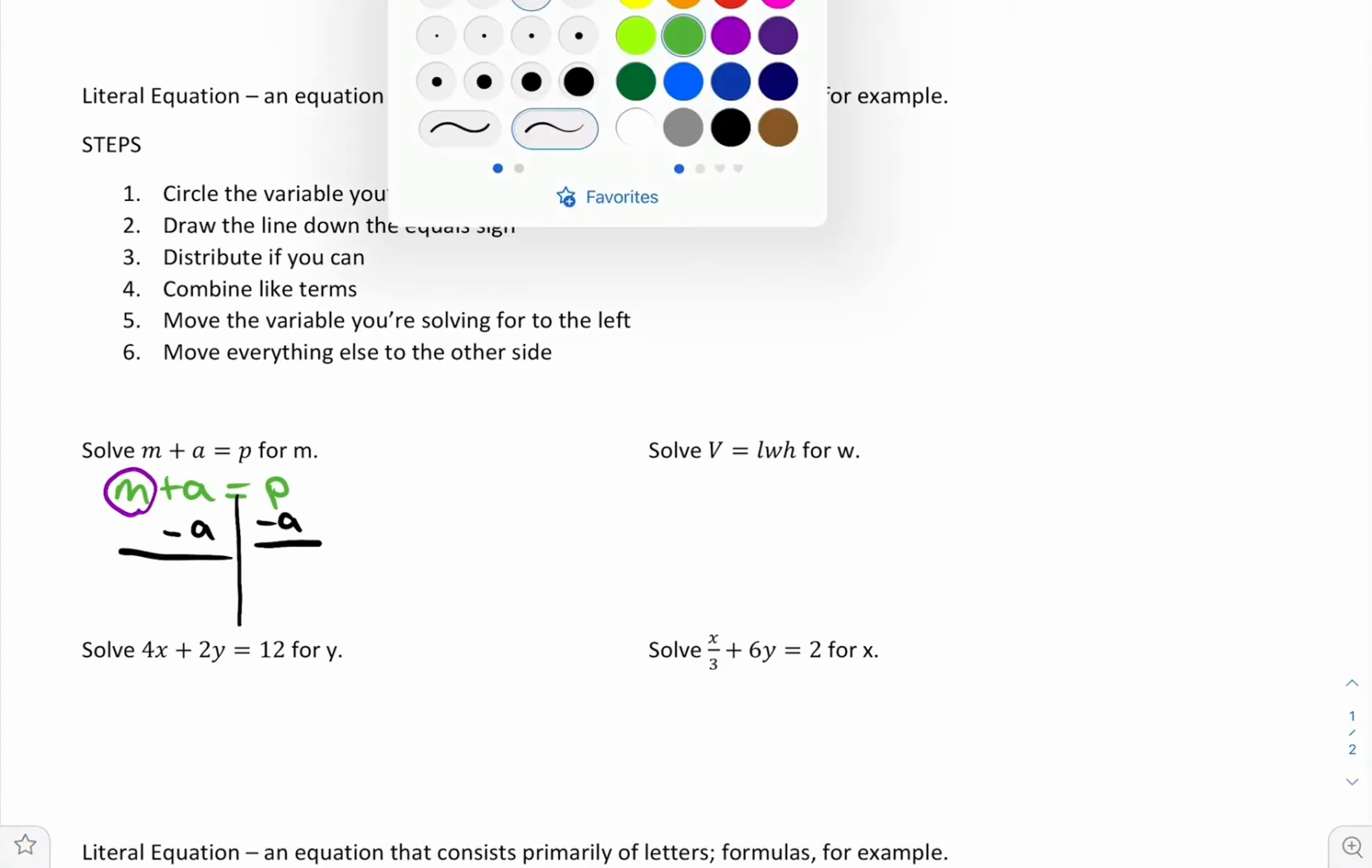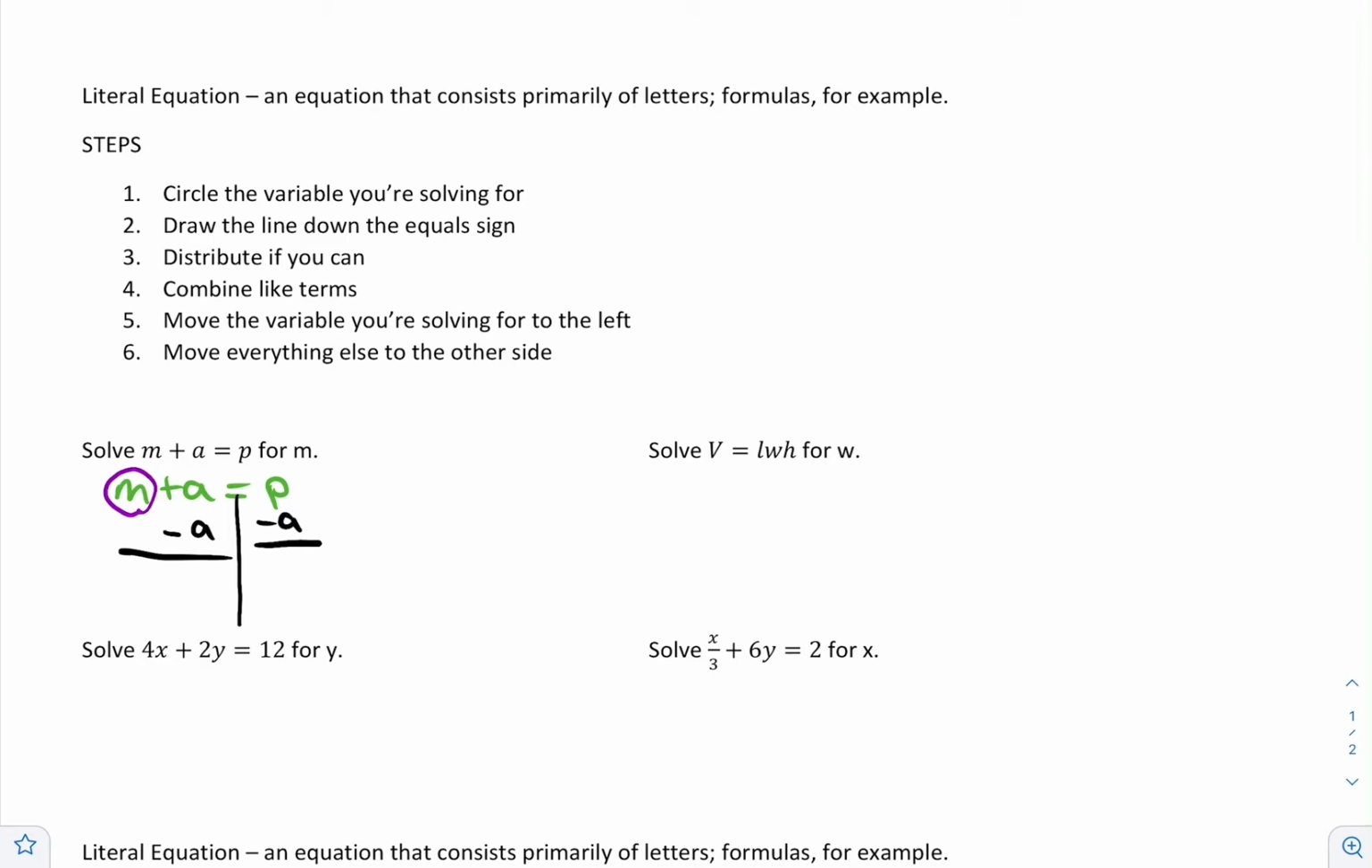Recognize that p and a are not like terms, so we don't need to start trying to combine them. A minus a crosses out, bring down our m. So we have m equals p minus a. There we are. All right, and that's really it. We've solved for m. Now let's get to this next problem.